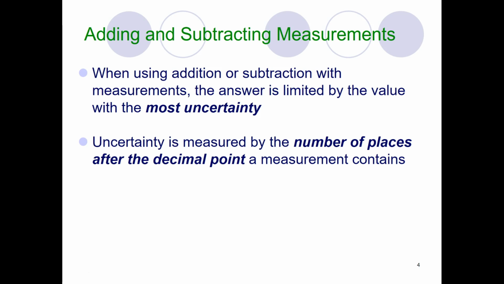Whichever of those 2 numbers. So let's say the first number has 3 places to the right of the decimal point, and my second number has 2 places to the right of the decimal point. So 3 places versus 2 places. We look for the smaller number, so 3 or 2. 2 is smaller. So our answer gets to have 2 places to the right of the decimal point.